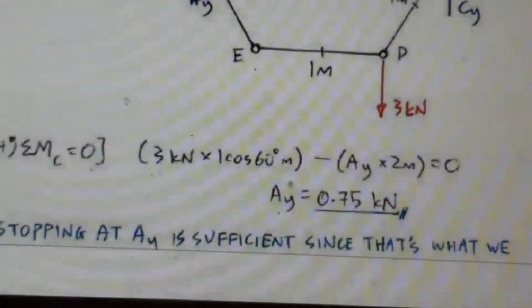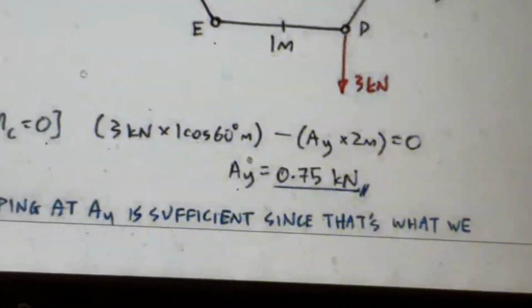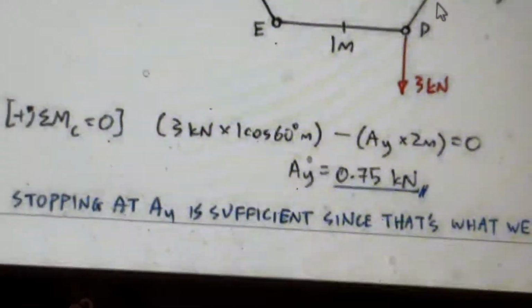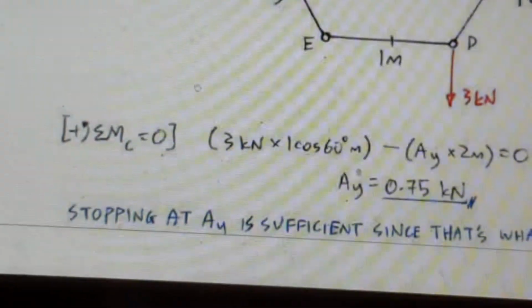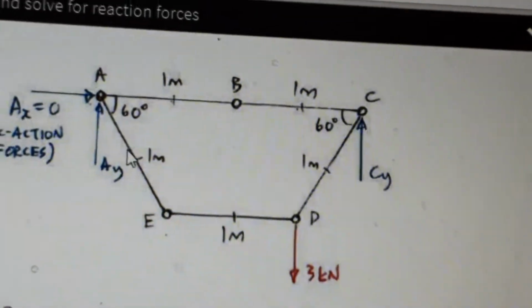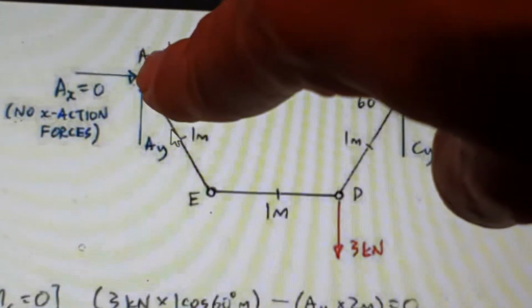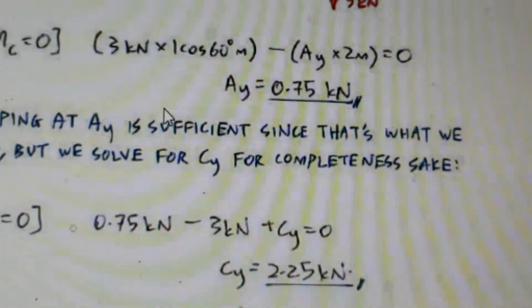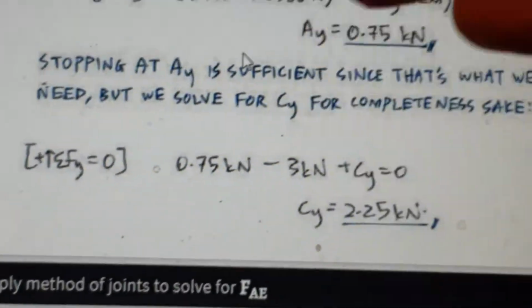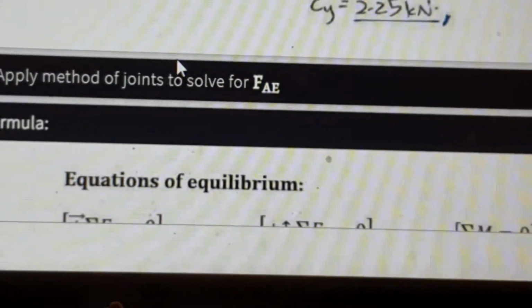Now, let's say that AY is sufficient. We could find CY by doing summation of forces in Y equal to 0, and you could find CY because the 3 kilonewton and AY are known. But here he needs AE. So you don't have to go and find CY because it's not important. You could take joint A and that's it. It's sufficient. So let's take joint A. You could find summation of forces in Y equal to 0 and find CY, which is not important. But let's do joint A.